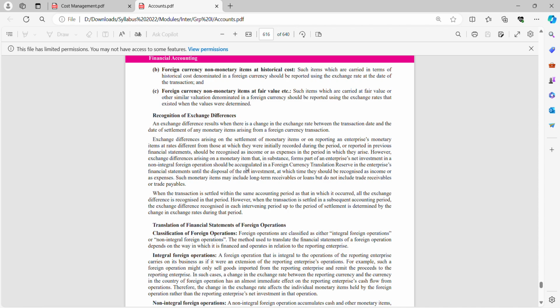So what is exchange difference? Exchange difference is nothing but the change in exchange rate between transaction date and the date of settlement of any monetary items arising from a foreign currency transaction. Exchange difference arising on the settlement of monetary items or on reporting an enterprise's monetary items at a rate different from those at which they were initially recorded during the period or reported in previous financial statements should be recognized as income.